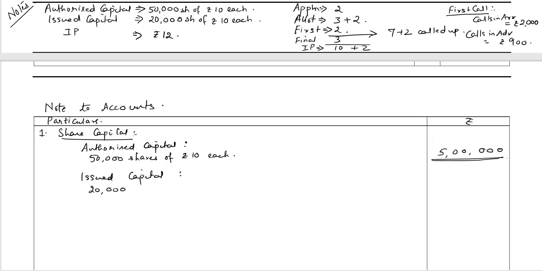20,000 shares of rupees 10 each, 2 lakh rupees, again a double underline. We'll move on to subscribed capital. Now the company has not yet made the final call of rupees 3. So all the 20,000 shares will have to be classified as subscribed but not fully paid up.